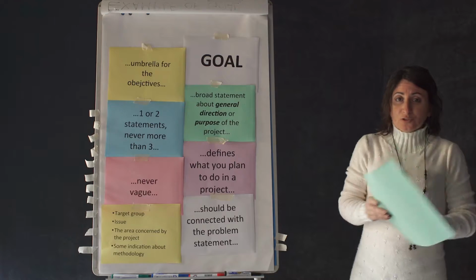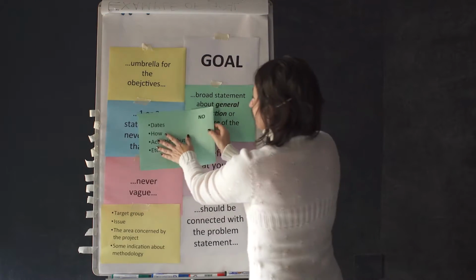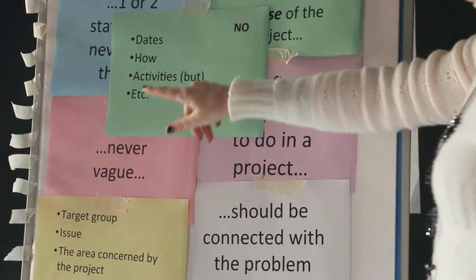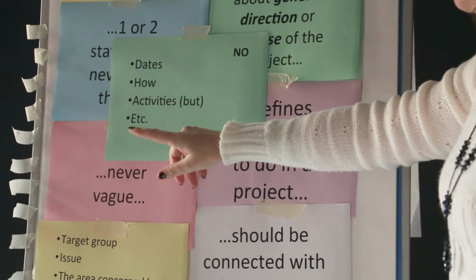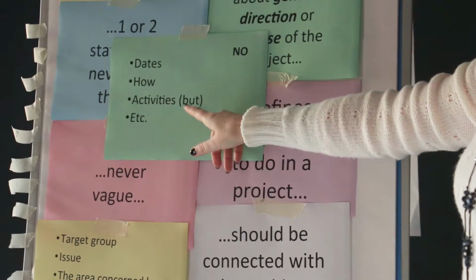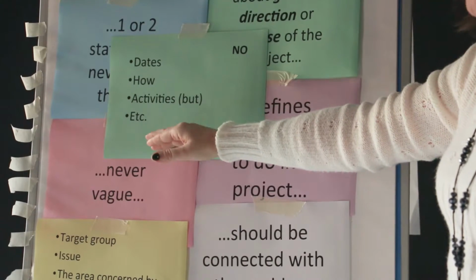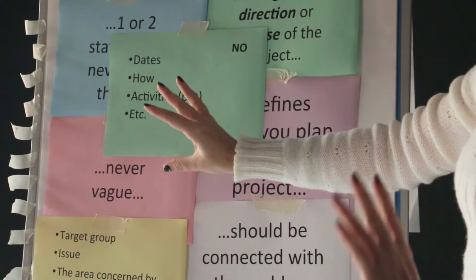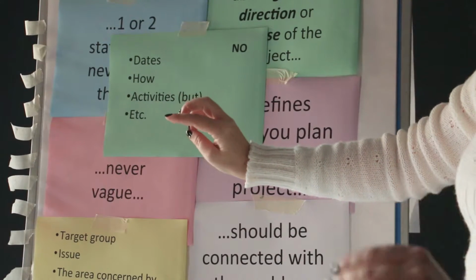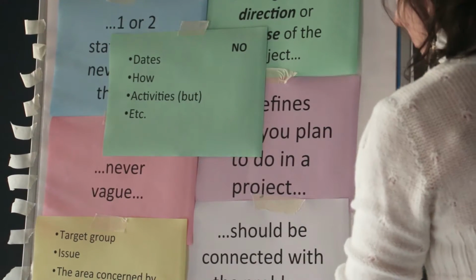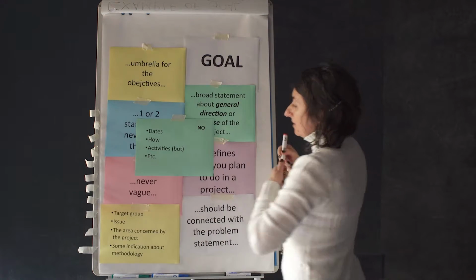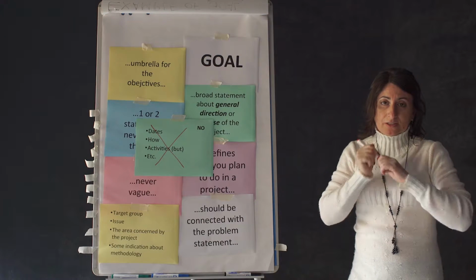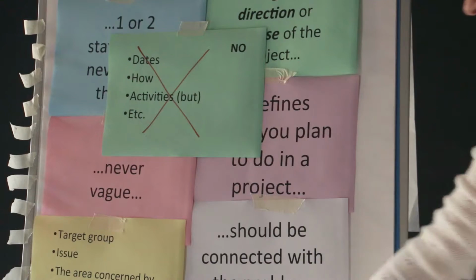It doesn't have to contain this information. This information is not for the goal. Dates, how to do the things, the activities that you want to achieve, and other things so specific. You can just mention some activities in case it's necessary to explain better the goal that you want to achieve. But let's say that in general, these things don't have to be taken into consideration when you are defining the goal.